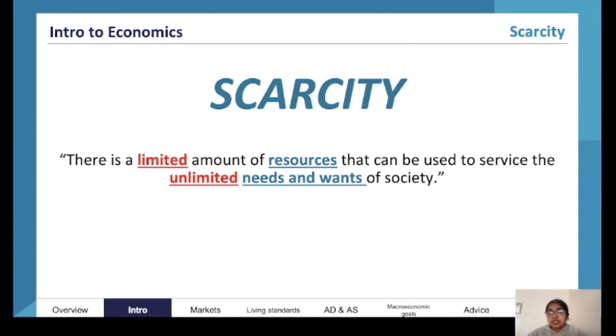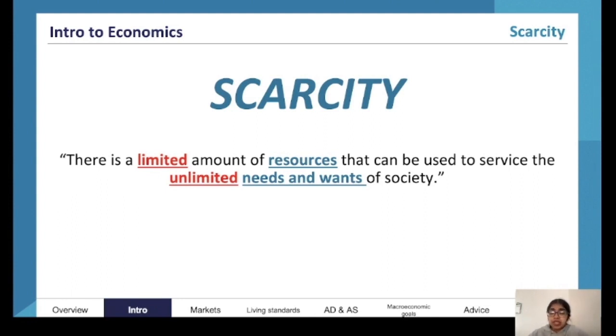Scarcity literally tells us that we have a set amount of resources. So the resources that we have are limited. And then we have unlimited needs and wants in society. Every individual has their own needs and wants, and these are just boundless, so they keep on coming.